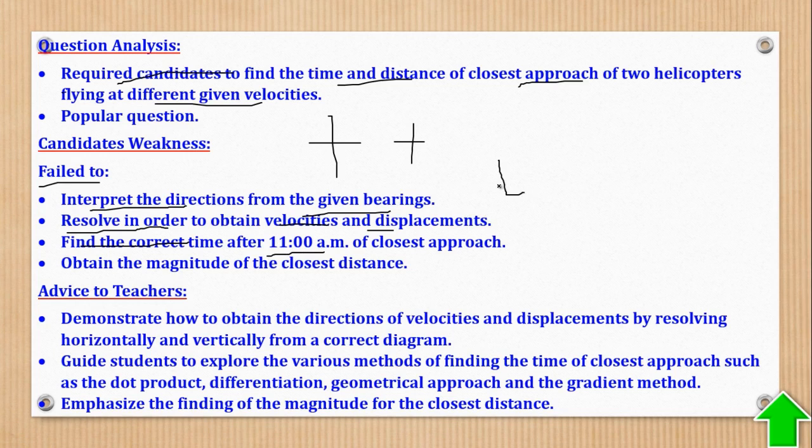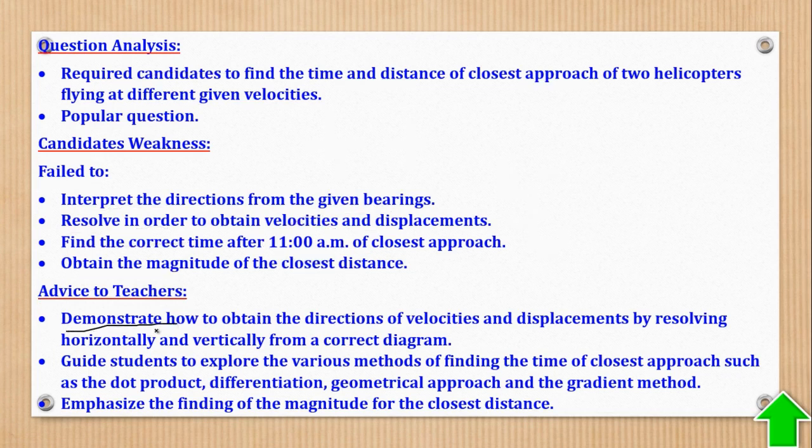So after getting t equal to 8 minutes, you have to state that the time is 11:08 a.m. Then also obtaining the magnitude of the closest distance was a challenge. Most students stopped at the velocity part, the displacement part. So advice to teachers is that teachers should demonstrate how to obtain the directions of velocities and displacements by resolving vertically and horizontally from the correct diagram.